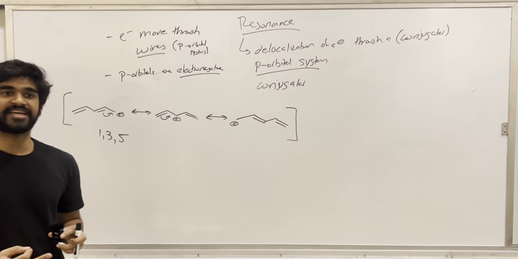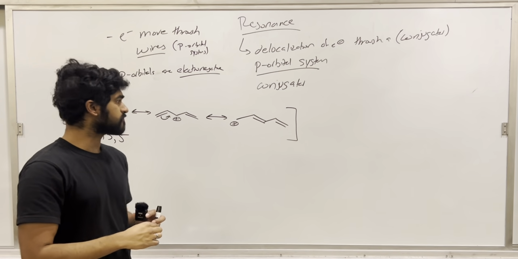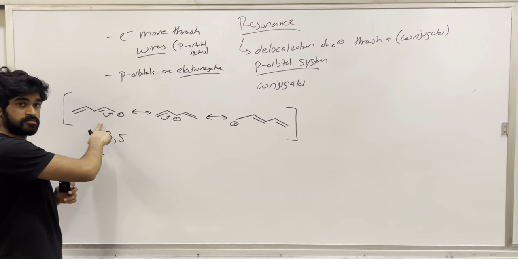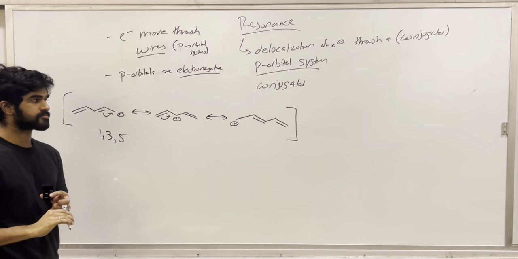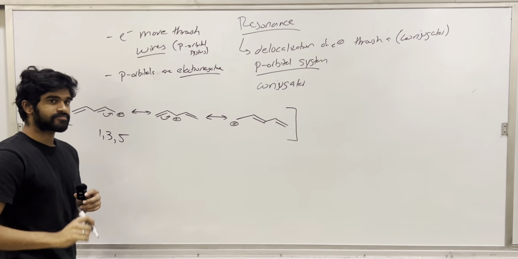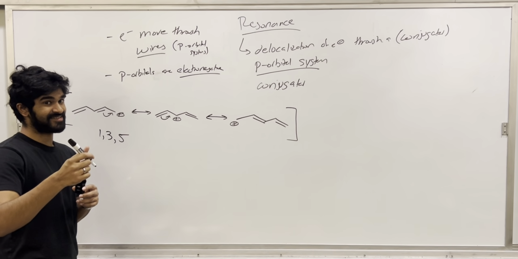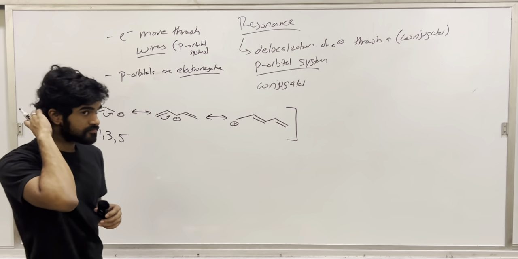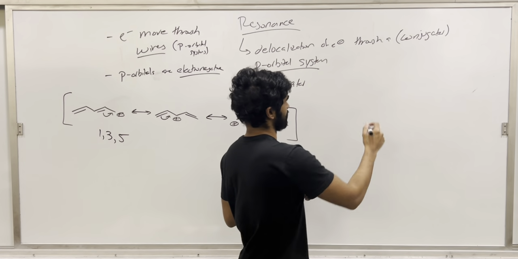Those are called major and minor contributors. Who can tell me what the major contributor is here? First one? This one? Yeah. Why? How does it make it different than that one? Actually, second one. Why the second one? Because it's in between two carbons.